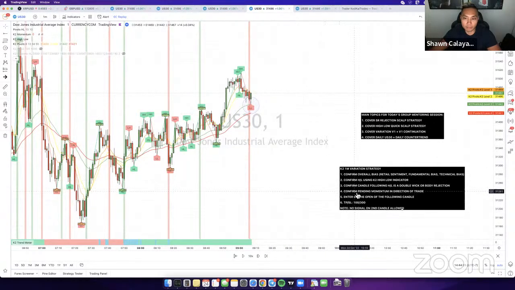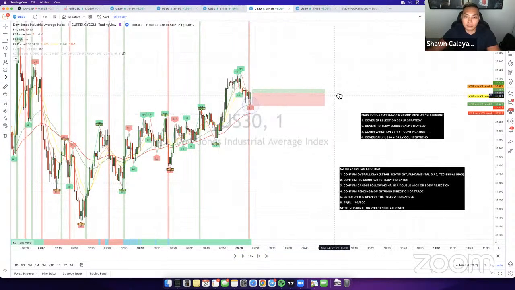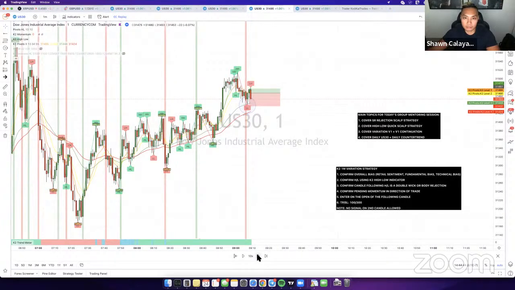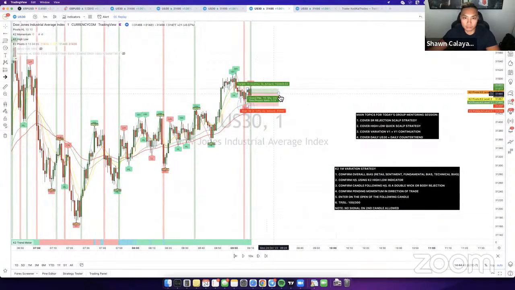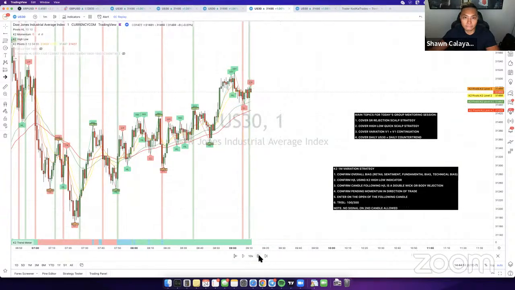Lastly, you want to confirm a pending momentum in the direction of the trade. So for example, here, since we have a sell signal, the next signal has to be a buy signal, right? Once you have that all met, you enter a long position right here. Your TP and stop loss is set to 100, 300. You have that all lined up right there. You let the trade run and let's see, it goes straight to full TP right there. So this is an example of a V1 variation. Let me see if I can find a continuation.